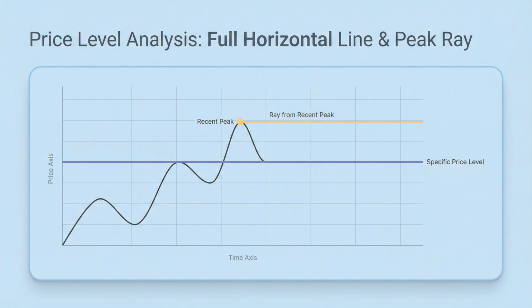Beyond diagonal trend lines, horizontal lines are incredibly useful. A standard horizontal line marks a specific price level across the entire history of the chart. But if a trader only wants to track a level from a certain point forward, they will use a horizontal ray, which starts at a specific price and extends infinitely to the right.